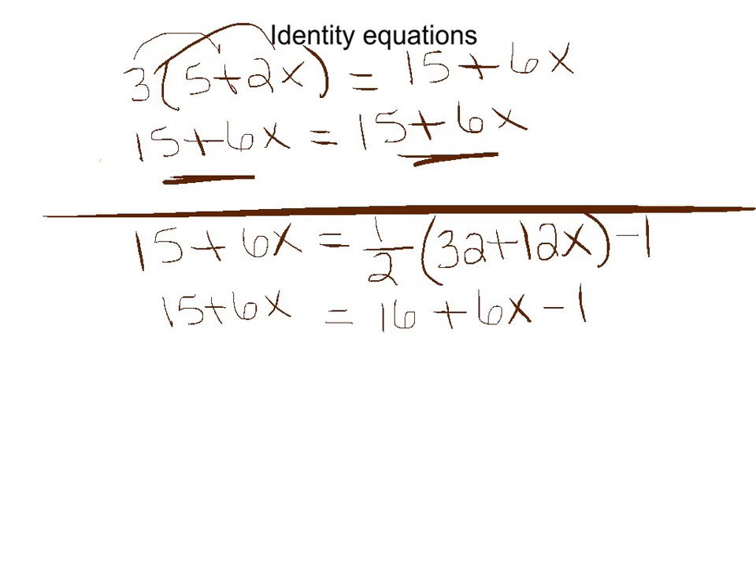Now I can simplify this even further by combining like terms. 16 minus 1 is 15 plus 6x equals 15 plus 6x. This is still an identity equation, just an identity equation in disguise.